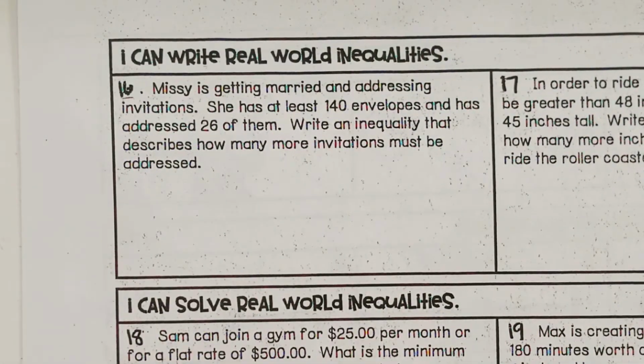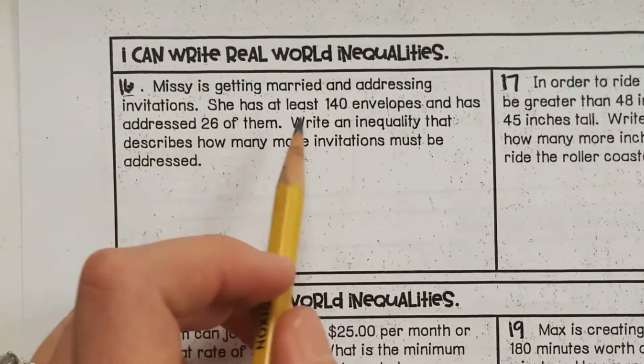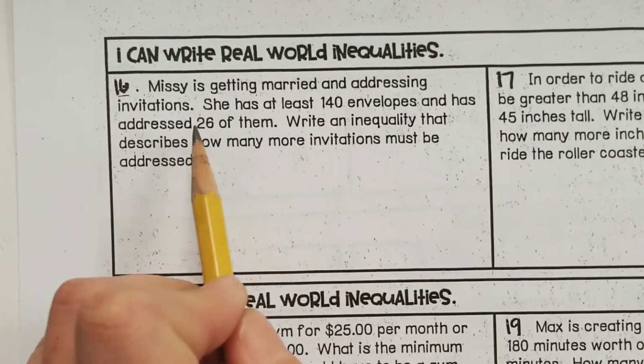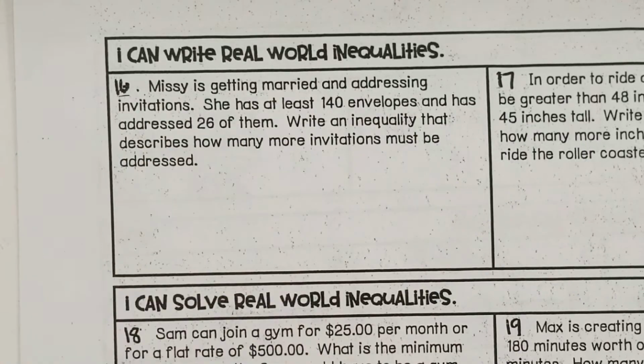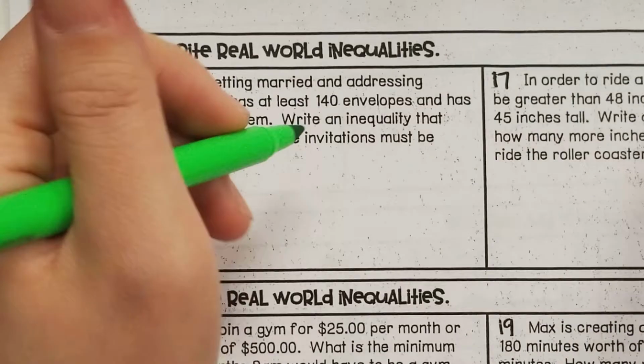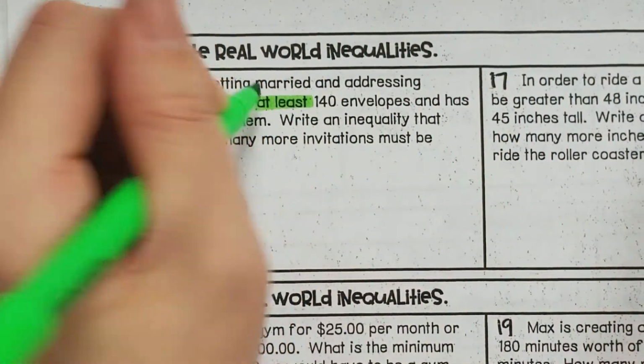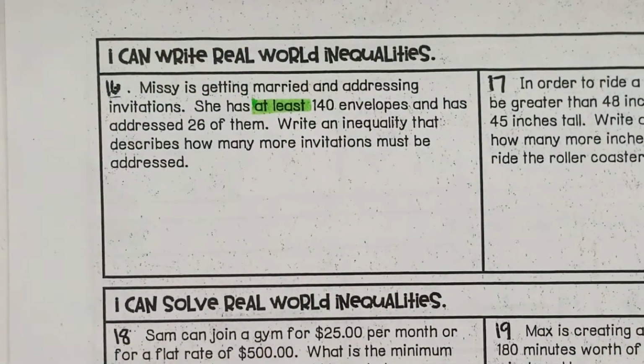So it says Missy's getting married and addressing invitations. She has at least 140 envelopes and has addressed 26 of them. Write an inequality that describes how many more invitations must be addressed. I know my keyword here is at least. We have at least 140 envelopes.